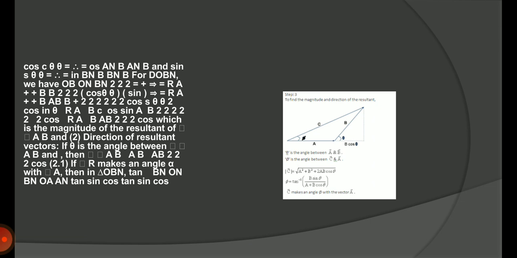Direction of the resultant vector. If theta is the angle between A and B, and R makes an angle alpha with A, then in triangle OBN, tan alpha equals BN over ON, which is B sin theta over A plus B cos theta.